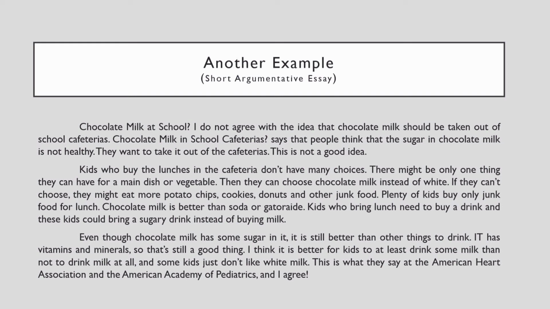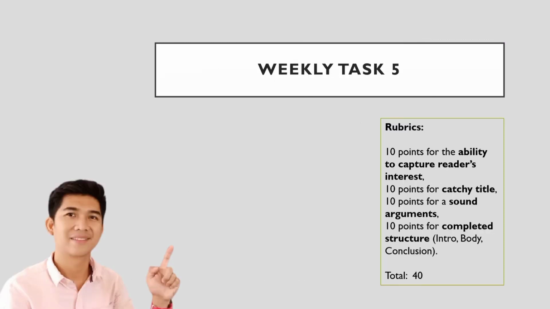Kids who bring lunch need to buy a drink, and these kids could bring a sugary drink instead of buying milk. Even though chocolate milk has some sugar in it, it is still better than other things to drink. It has vitamins and minerals, so that's still a good thing. I think it is better for kids to at least drink some milk than not to drink milk at all, and some kids just don't like white milk. This is what they say at the American Heart Association and the American Academy of Pediatrics, and I agree.